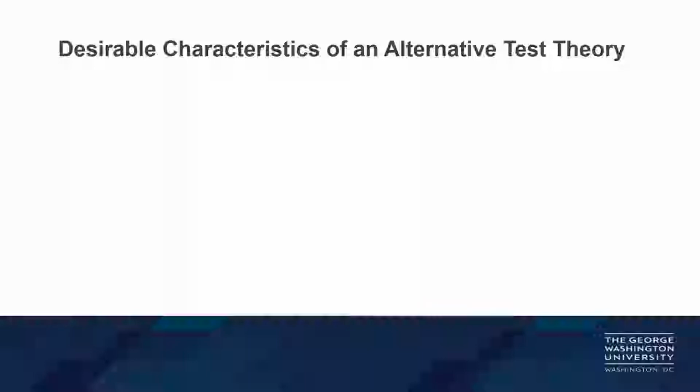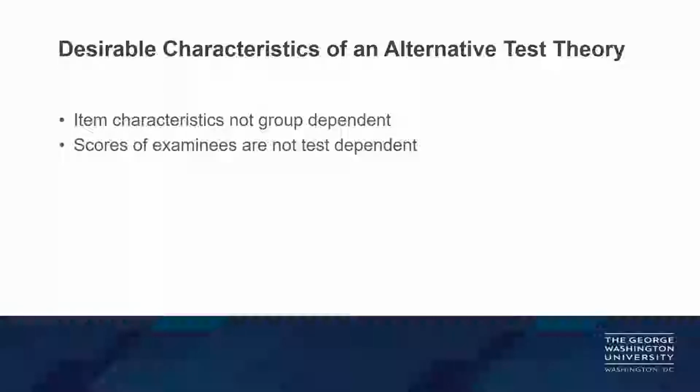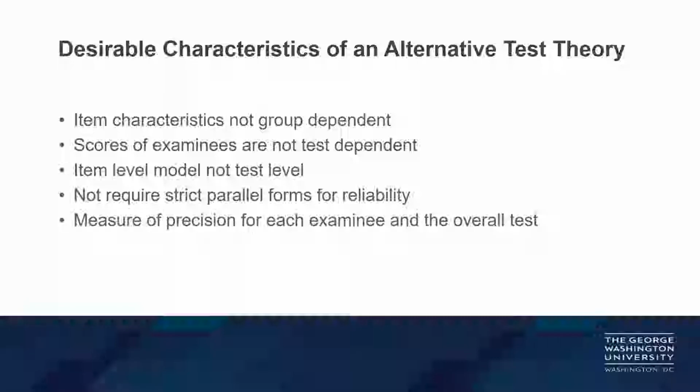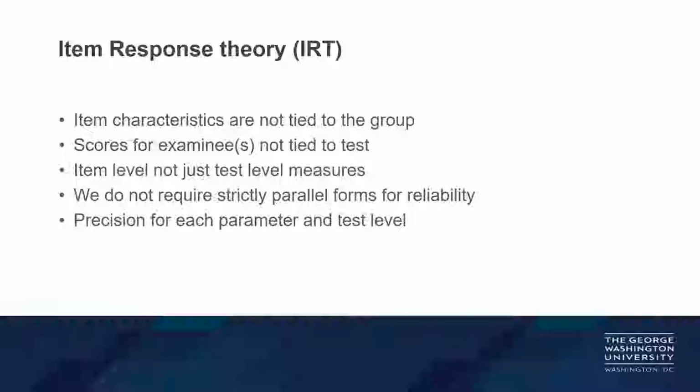Some desirable characteristics of an alternative theory to classical test theory would be that item characteristics are not group dependent, scores of examinees are not test dependent, an item level model and not just a test level model, and that we don't require strict parallel forms for reliability, especially when we don't believe parallelism exists in those forms in a strict sense. We would have measures of precision for examinees and the overall test. These desirable characteristics are those of item response theory. One should note that these characteristics really only occur when the model fits. So assessing your model is important.